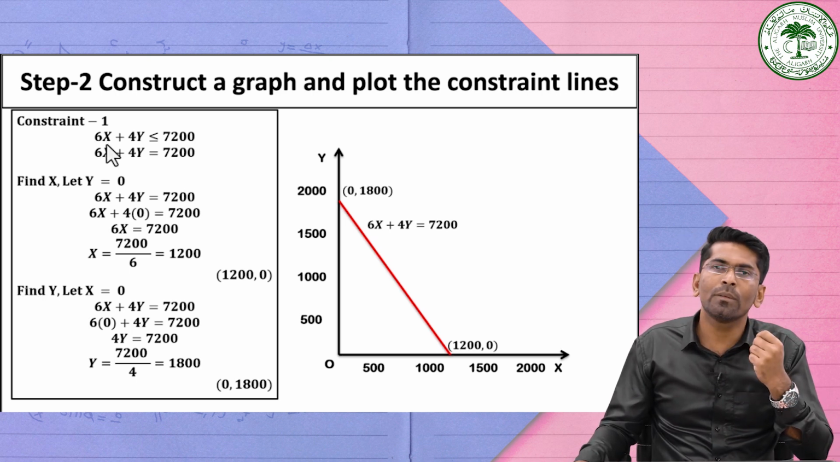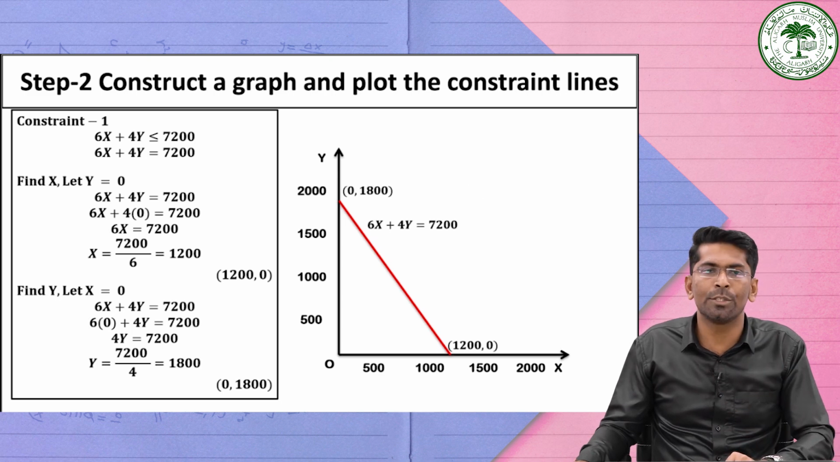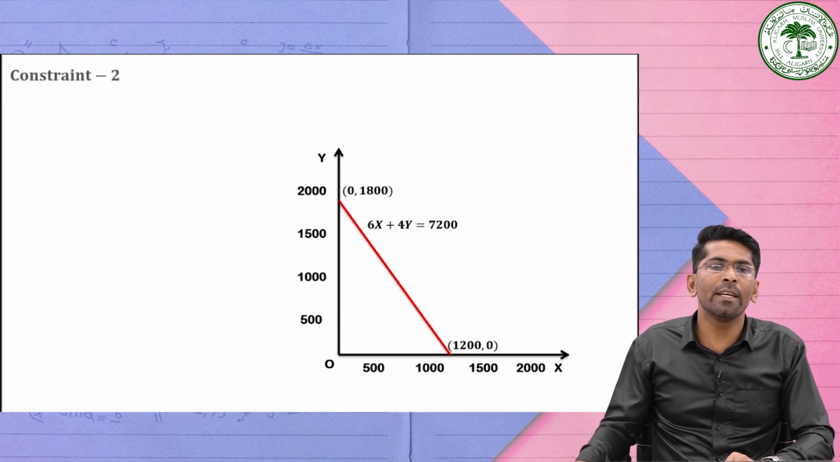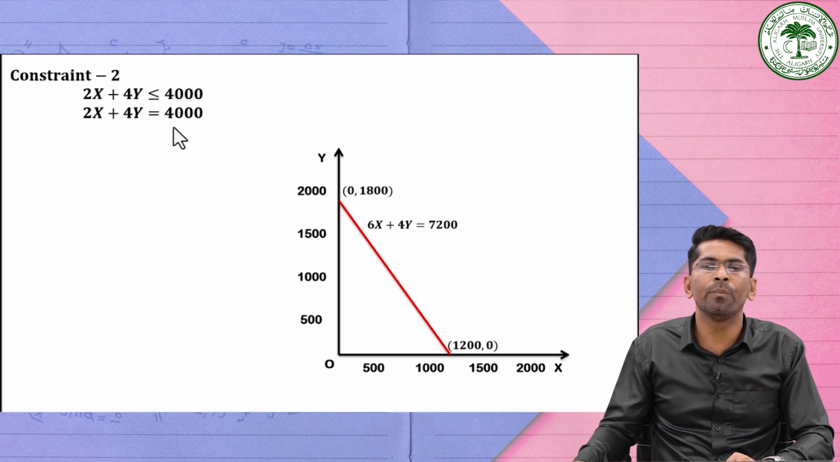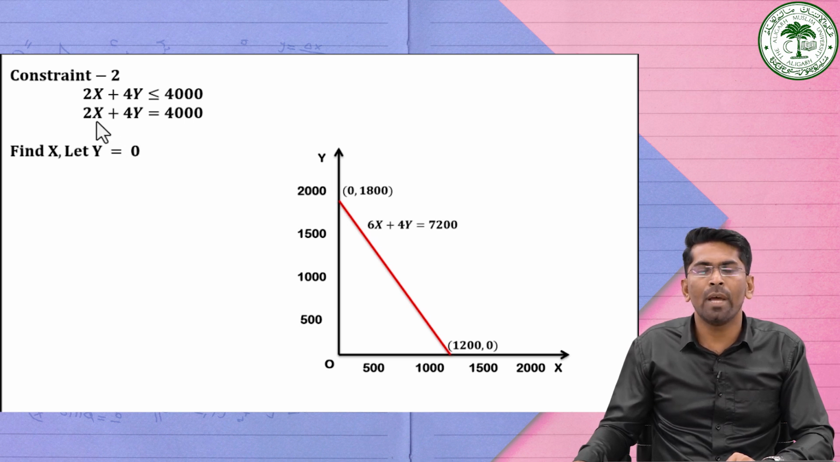We have considered only constraint number 1. Now we are going to consider the second constraint, constraint number 2, that was 2x plus 4y less than or equal to 4000. Here again we are going to convert this inequality sign into equality. So it will become 2x plus 4y is equal to 4000. Now we are assuming that y is equal to 0, and we are going to find the value of x. So here our equation is 2x plus 4y is equal to 4000.